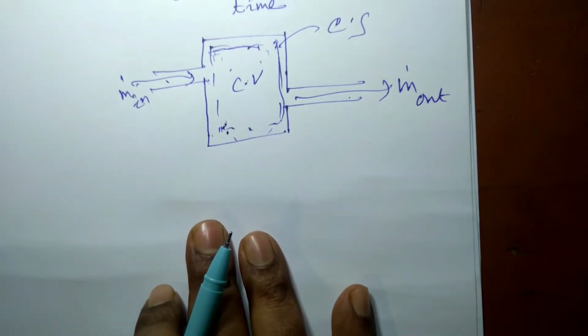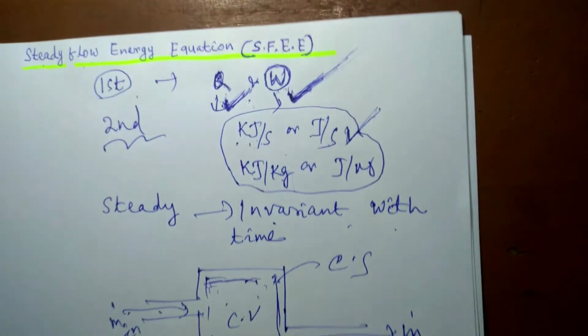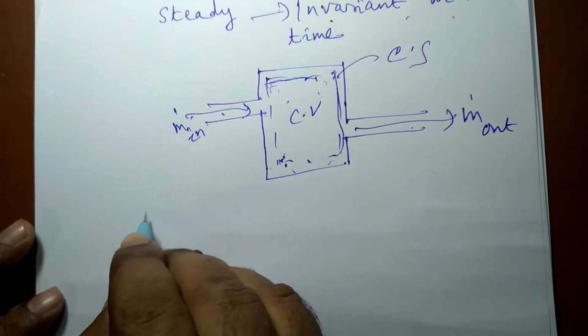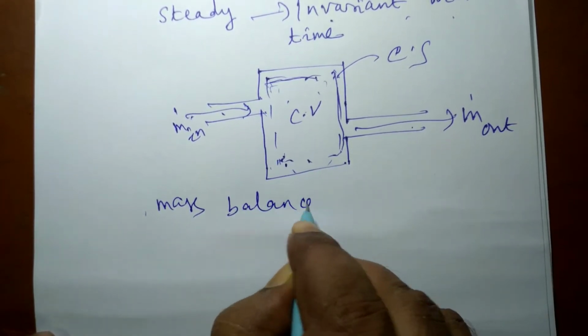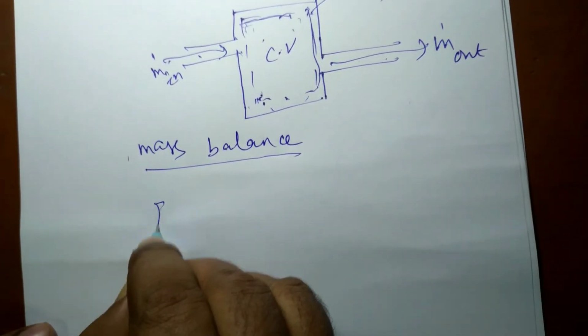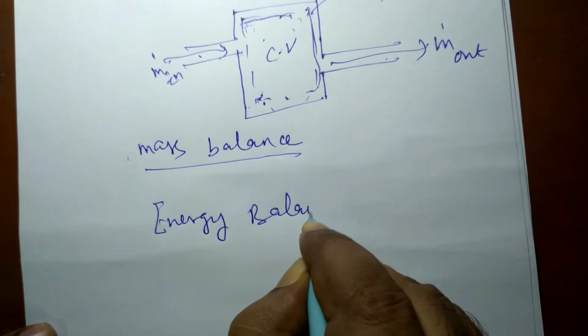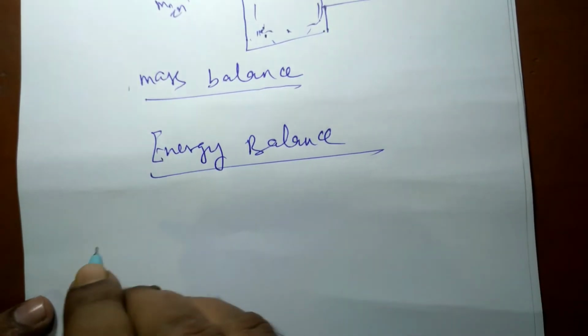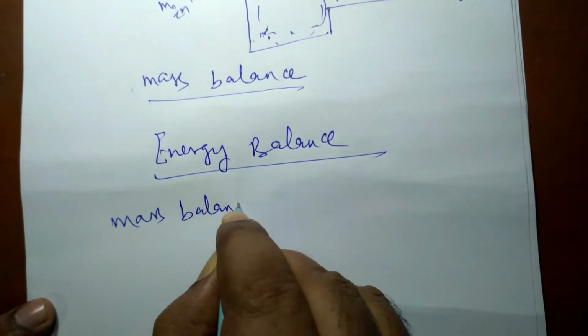So how to derive the steady flow energy equation? Usually the steady flow energy equation is derived on the basis of two principles. One is the principle of mass balance, and the second one is the principle of energy balance. What are those two things? You see, mass balance. What is the principle of mass balance?